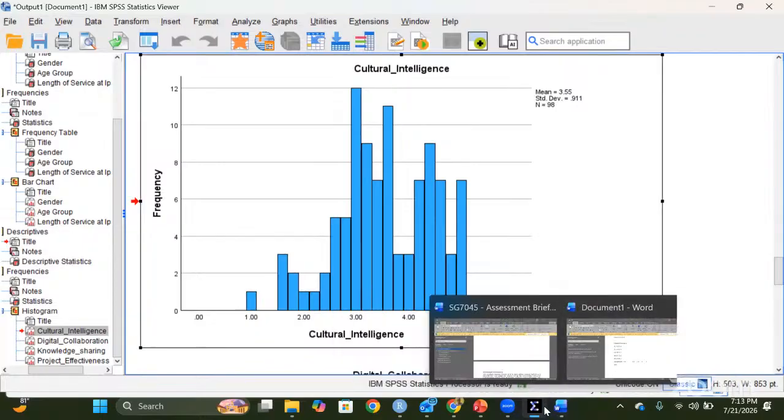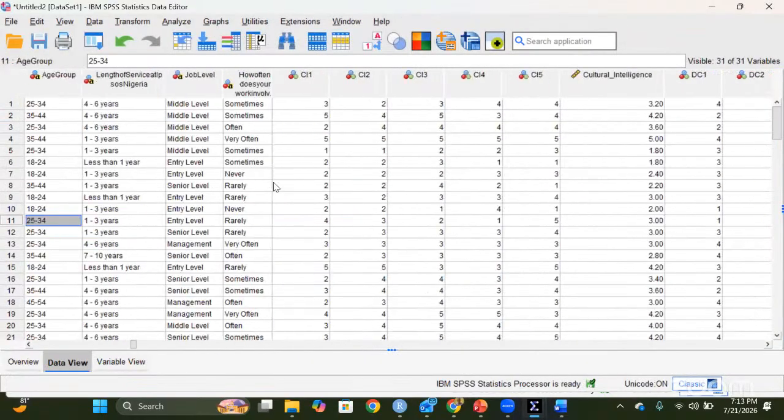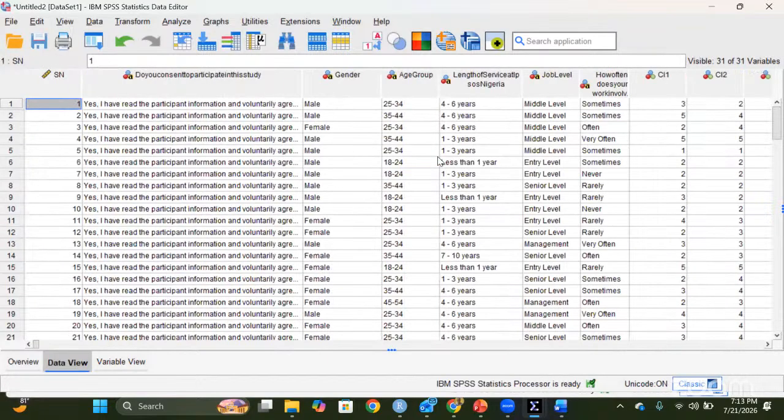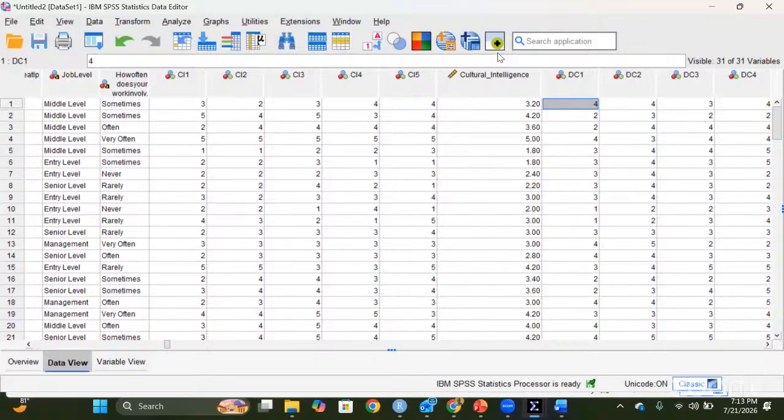Let me show you something on the data. Let's look at cultural intelligence. You have to be very sure that there is a serial number on your data before you do this. Please, very important: before you do anything to your data set, ensure that there is a serial number. Whenever I collect any data set, if there is no serial number, I put my own serial number, so that I can always return the data in the format they gave me. I don't want to scatter the data, that's why I always check that there is a serial number.